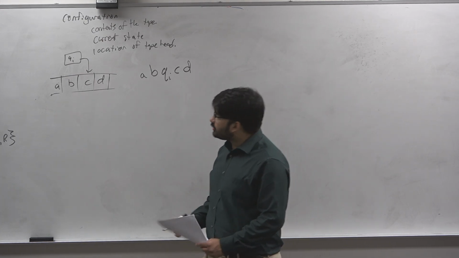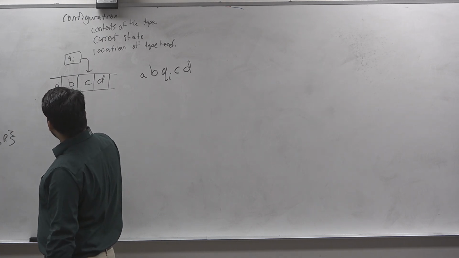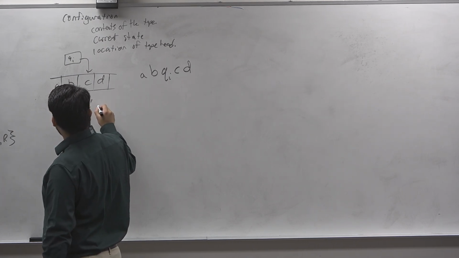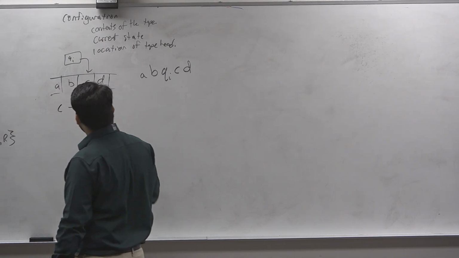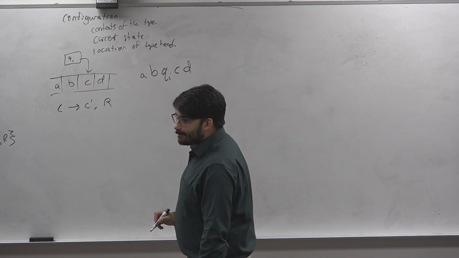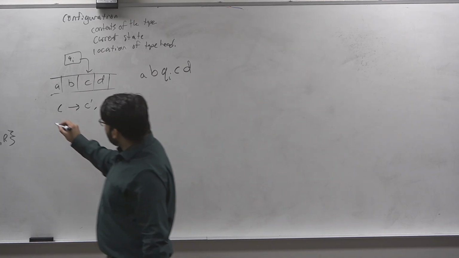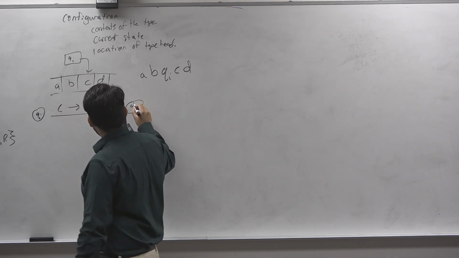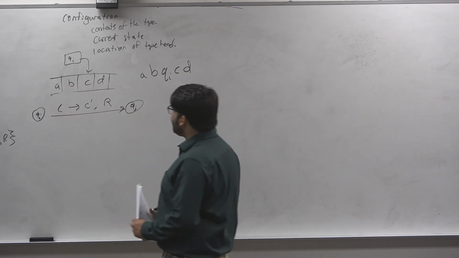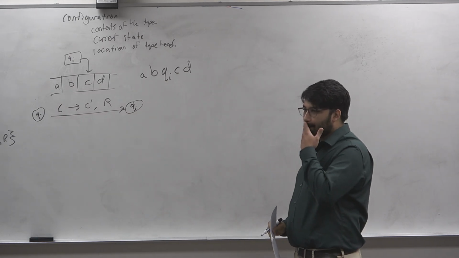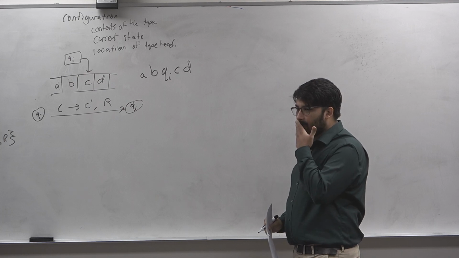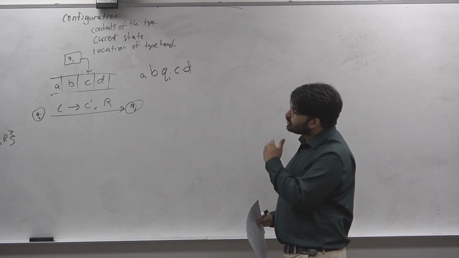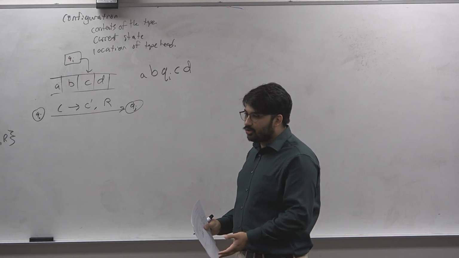So suppose we had a transition of the form read C, write C prime, let's say, and then move right. Okay? And as we do so, let's say we're going from QI to some, let's say, QJ. What would the next configuration be? Well, let's break it down. What would the next state be? It'd be QJ, right?